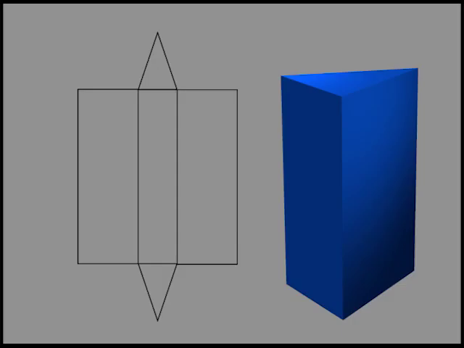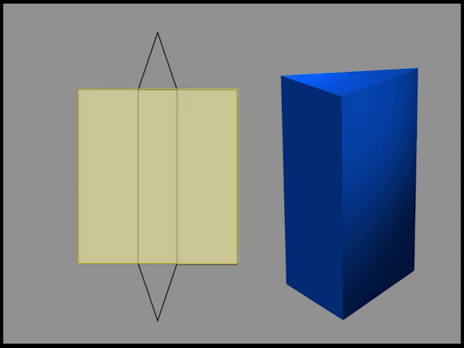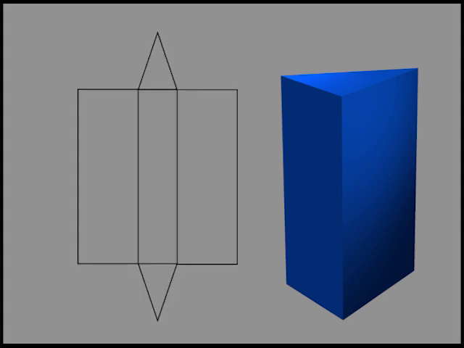To get a better understanding of the geometry of triangular prisms, look at a two-dimensional net. This net shows the three rectangular sides here and the triangular faces here. When you fold up these rectangular sides along these lines and the triangular sides along these lines, you end up with the triangular prism shown here.